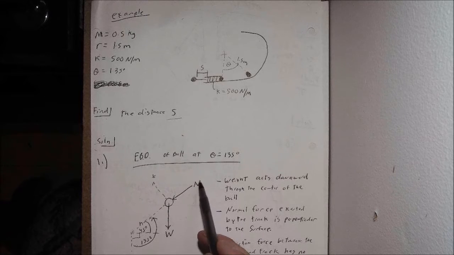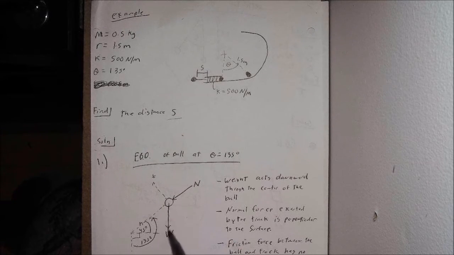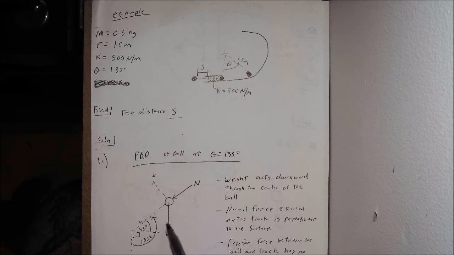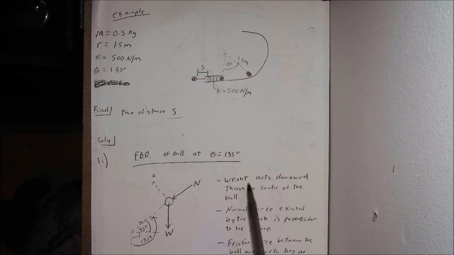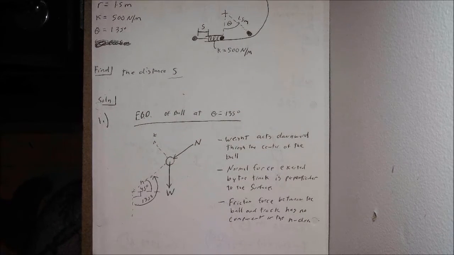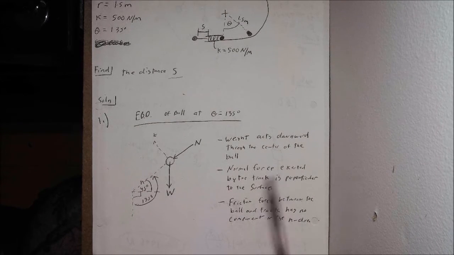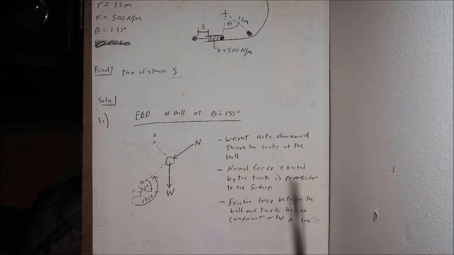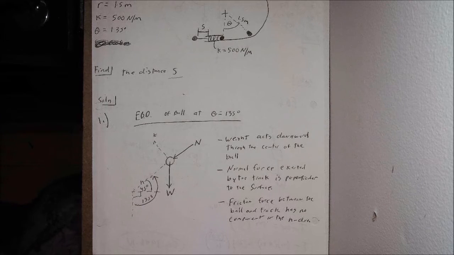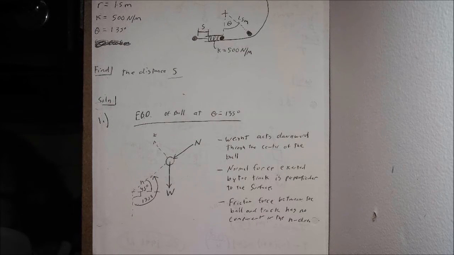In our normal direction, we have our N right here, and we have our weight going down. Our weight's going to have an N and a T component for it. So note off to the side here, as we're doing our free body diagram, weight acts downward through the center of the ball. Normal force exerted by the track, this right here, is perpendicular to the surface, and the friction force between the ball and the track has no component in the NT direction. So that's our first part of our solution there. We have our free body diagram drawn out, and we have our notes off to the side on how it relates back to our problem.